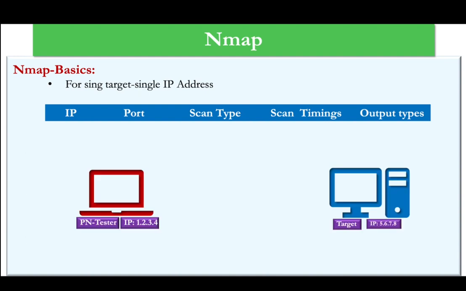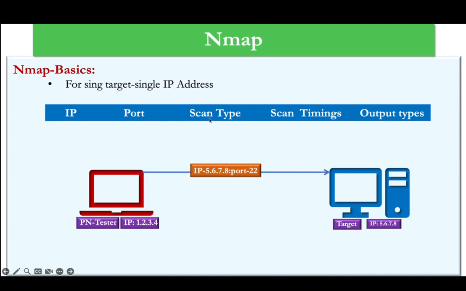So if we have a pen tester and there is a single target here, with the IP address given as, suppose for example, 5.6.7.8, then to scan a port on this particular target, one needs to give the port number along with the IP address. So on this IP address, the pen tester wants to check the status of port number 22. To do that, there are different types of scans.